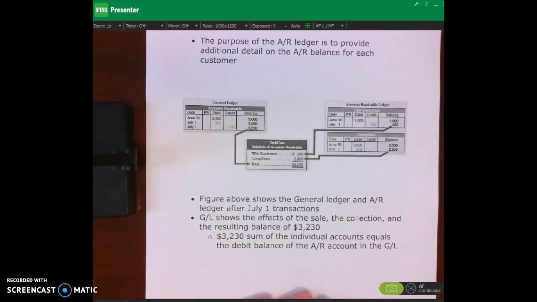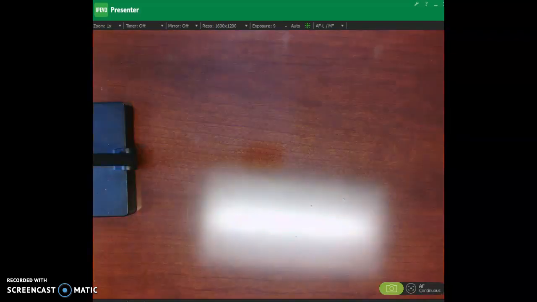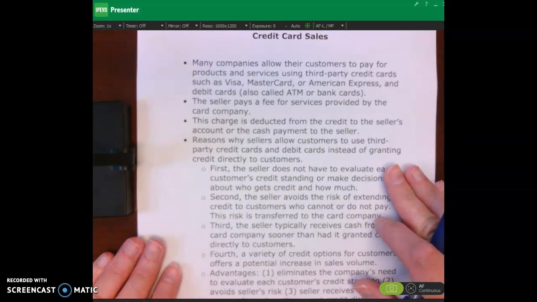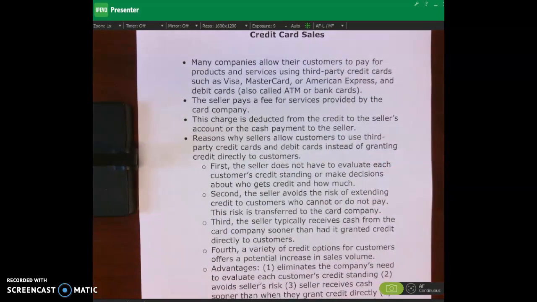All right. So let's continue on and talk about credit card sales. A lot of companies let their customers pay for products with credit cards, as we know, because you've used a credit card, I'm sure. Why do companies let you do that? Because they're charged a fee, right? They're charged a fee for doing so. Well, there's a couple reasons.